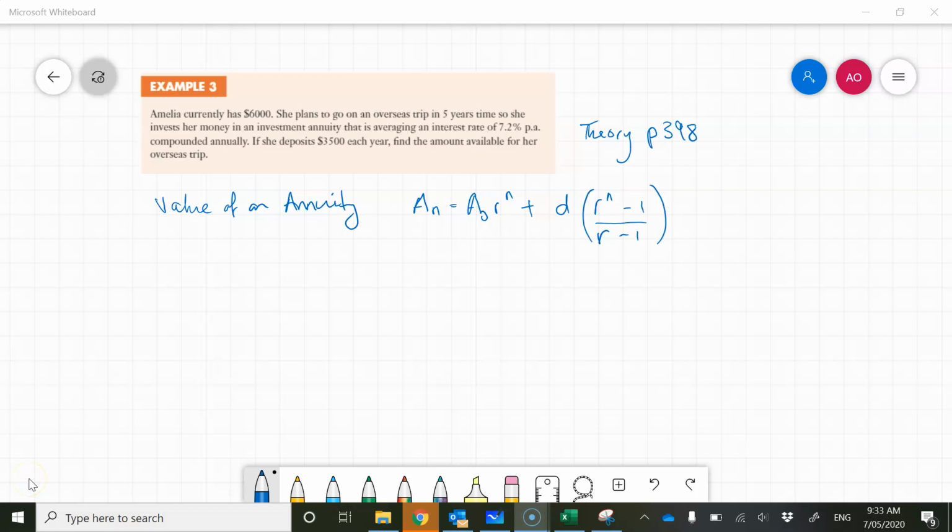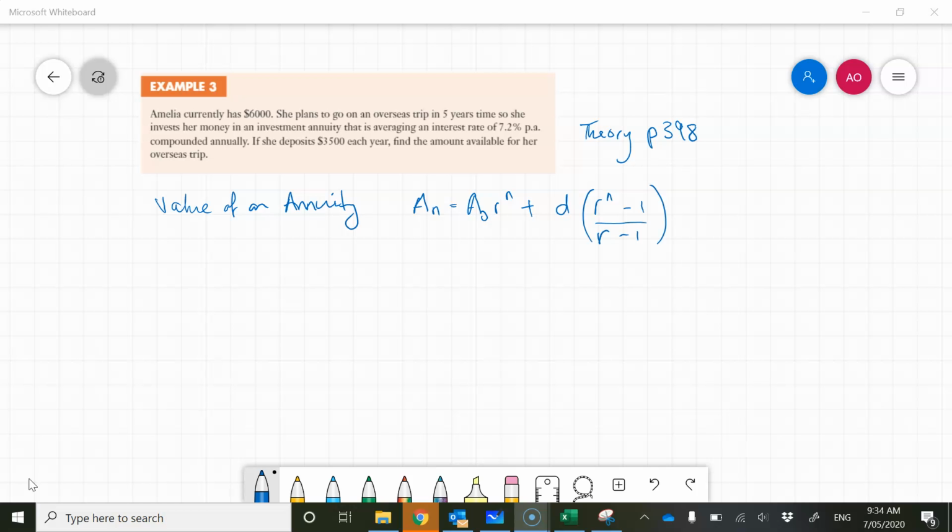This is worked example 3 from exercise 9.01 on page 399. Amelia currently has $6,000. She plans to go on an overseas trip in 5 years' time, so she invests her money in an investment annuity that is averaging an interest rate of 7.2% per annum, compounded annually. If she deposits $3,500 each year, find the amount available for her overseas trip.